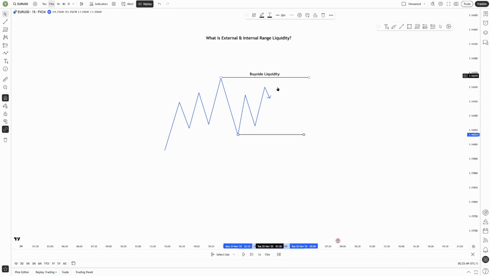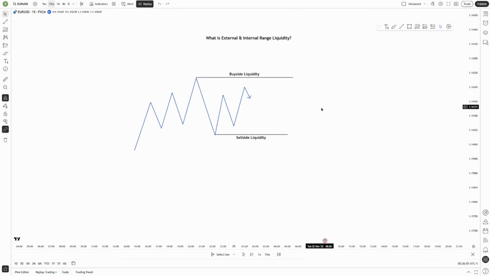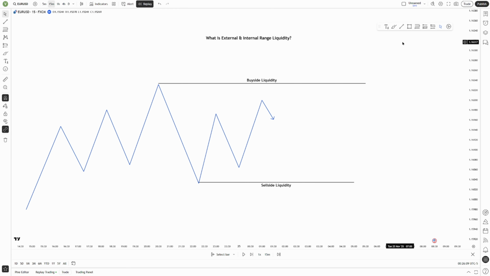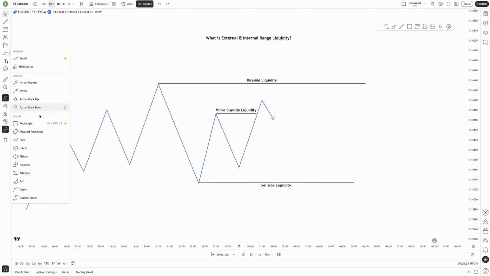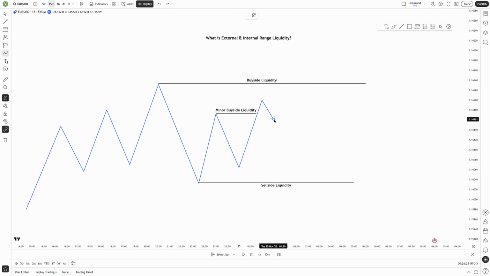Both of these liquidity levels are not swept. So how can we know whether the price will sweep the high or the low first? For that, we use internal liquidity, which is called minor liquidity levels. These are nothing but the highs and lows that are in between the liquidity levels, which price sweeps first and then moves towards the opposite side level. Now let's move on to the charts.